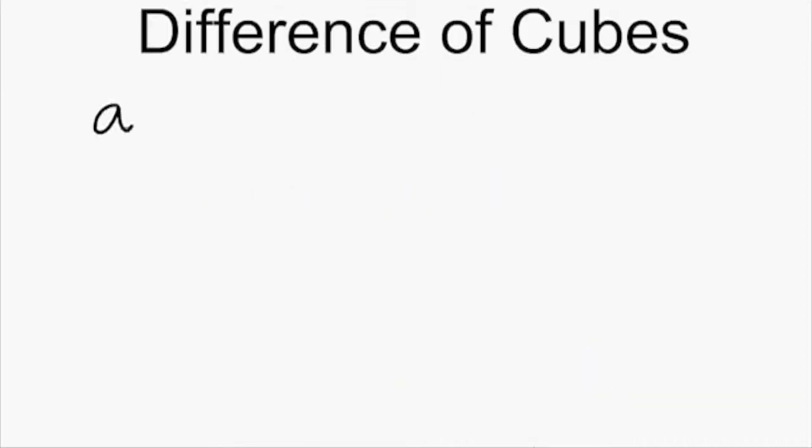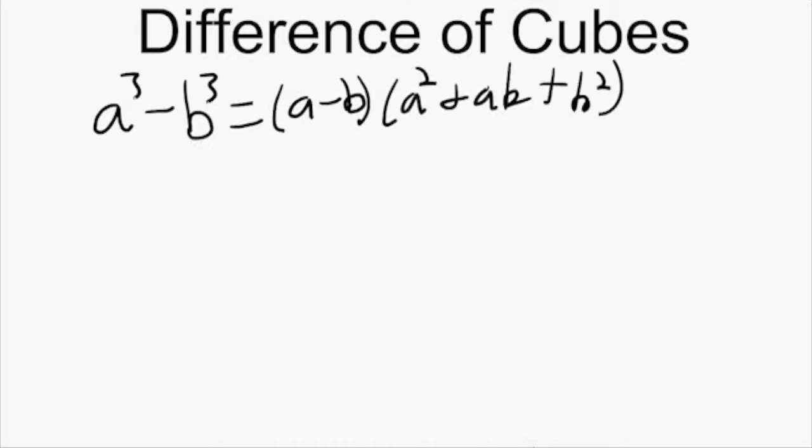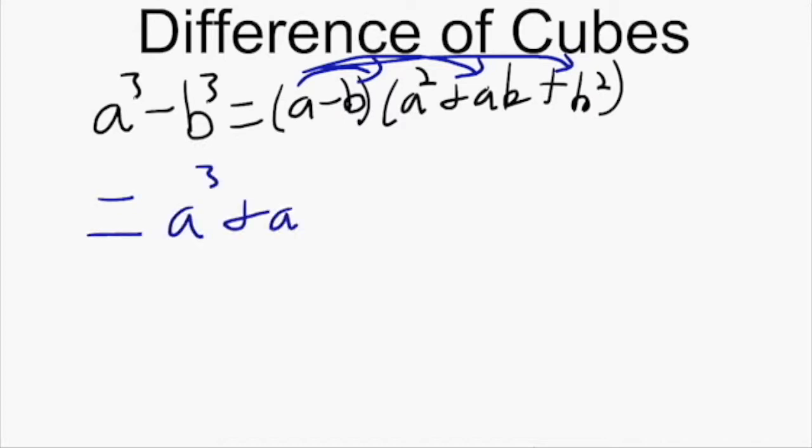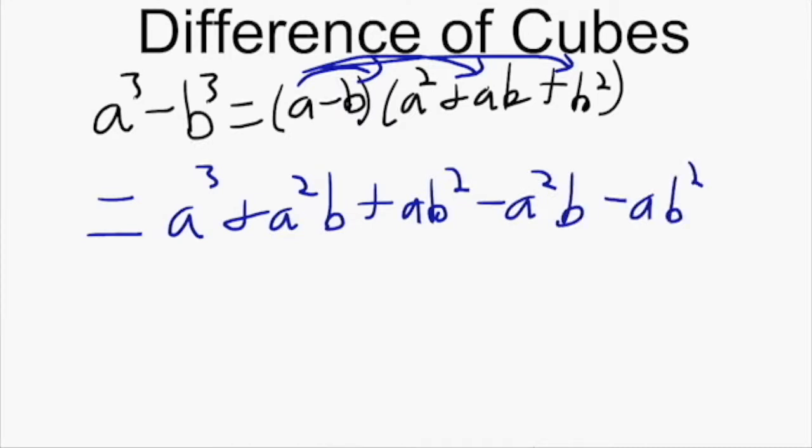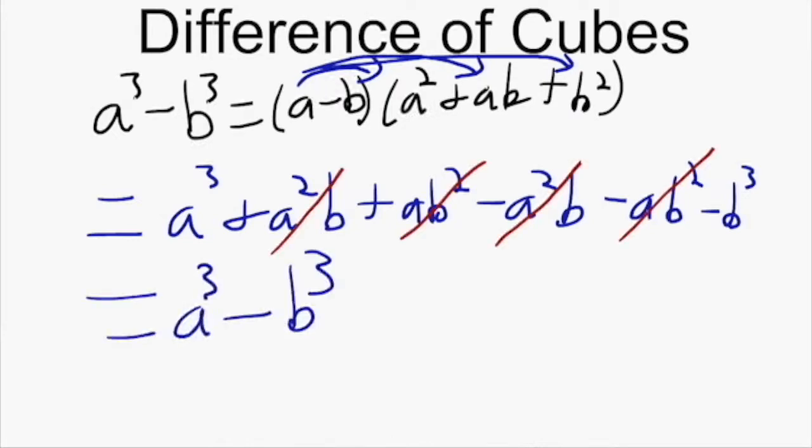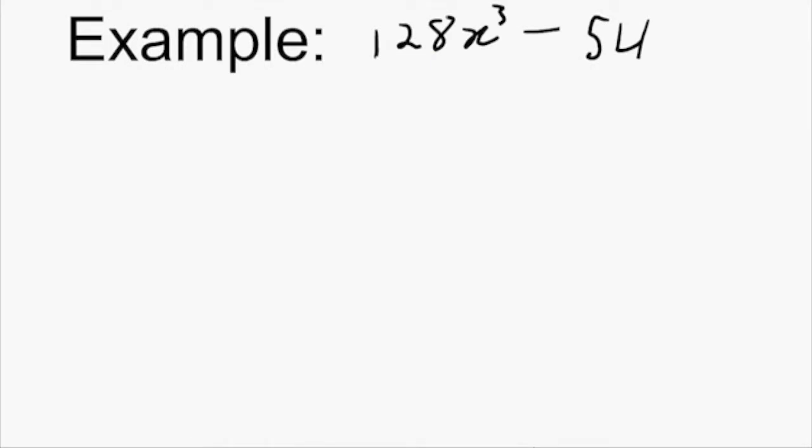Difference of cubes. Now the difference of cubes formula states a cubed minus b cubed is equal to a minus b times a squared plus ab plus b squared. Now we're going to see if the right side equals the left side, so we're going to expand the right side, and we're going to distribute the a and b value. We'll get this. So a squared times b is going to cancel out negative a squared times b, and a times b squared is going to cancel with negative a times b squared. Right side equals left side. Now let's do an example.